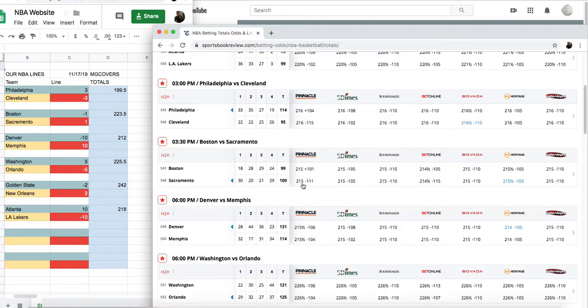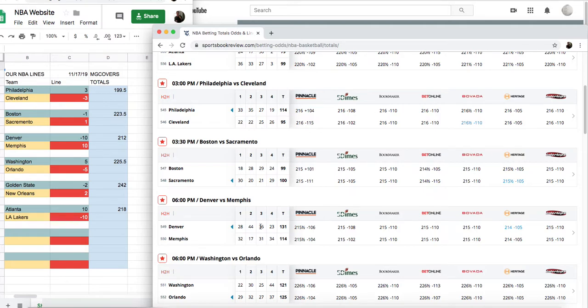So they set the line based on how the general public perceives the team, which usually there's a few games, 2 or 3 games, depending on the day, where we can actually find value. But for the most part, our lines will be very similar to the sportsbook lines. Moving along, Washington, Orlando, where's that game?